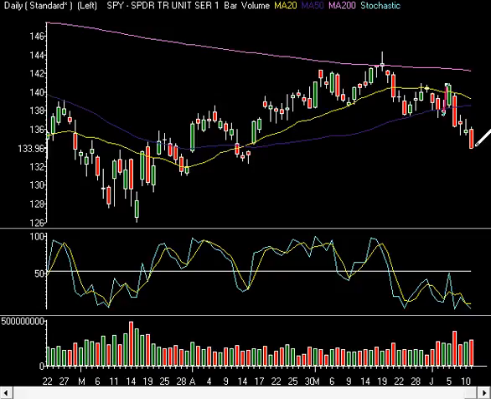Once we get that sense, and if that 1329 holds, then I think you have a good solid chance of a bounce coming in this market. So keep that in mind, folks.